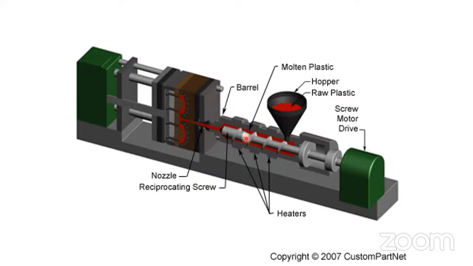Now during injection, the screw goes forward like this, and at that time this material is forced by the screw tip and injected through the runner into the cavity. This is the mold, and this is the clamping unit, the complete clamping unit. This is a barrel. These are the heaters on the barrel. This is a cross section view of the injection molding machine.